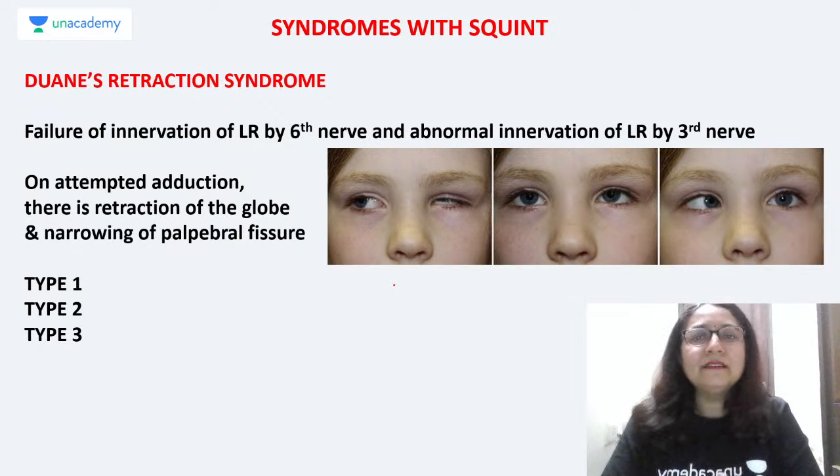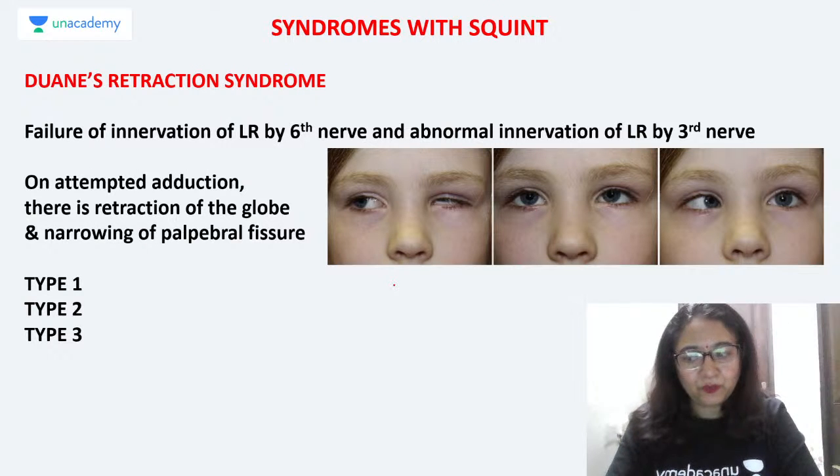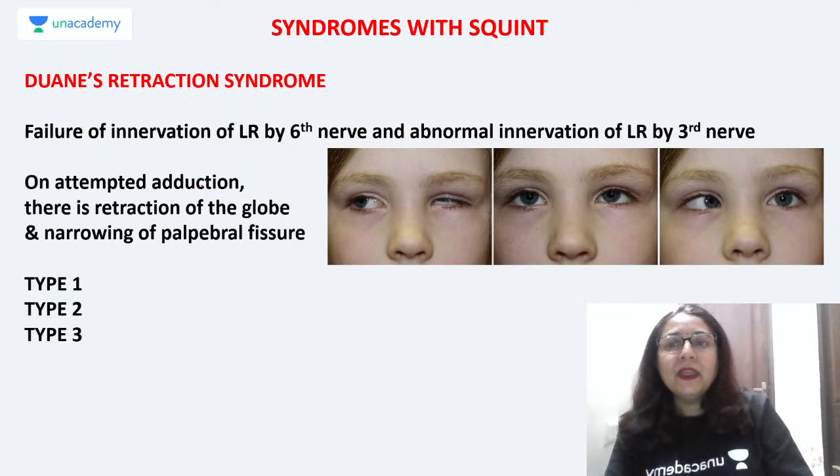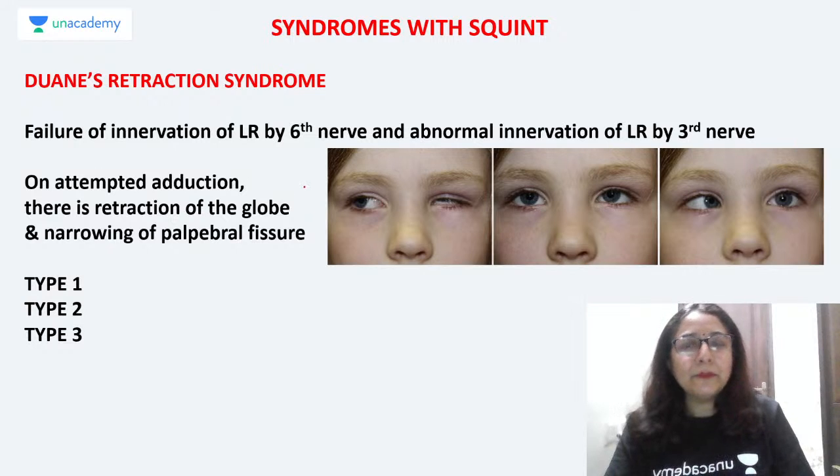Now let's discuss a few syndromes with squint, or we can call them special squints, out of which the most important one is Duane's retraction syndrome. Duane's retraction syndrome. Now what is the basic pathology in Duane's retraction syndrome?